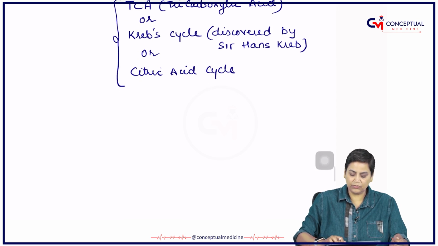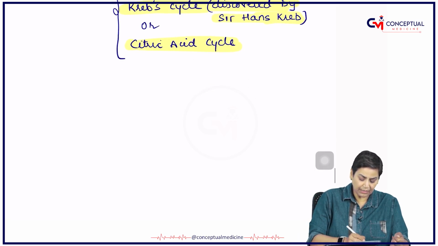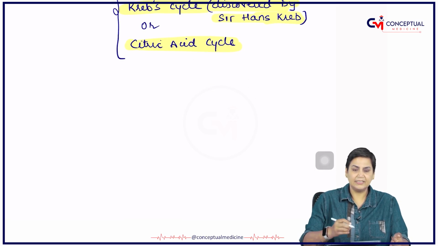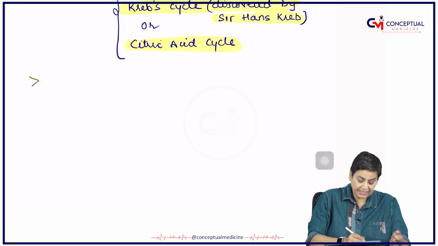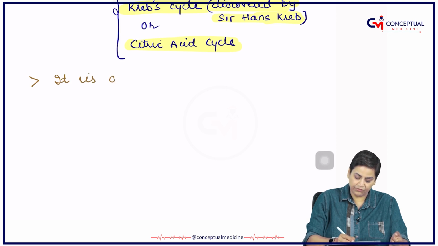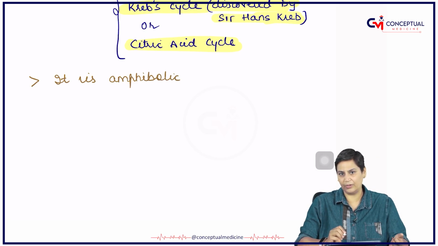So now in this video we are going to discuss this TCA, and always remember this is a very important cycle. The most important point about this is, we studied glycolysis, and I told you it was a catabolic pathway. TCA is amphibolic in nature. Very important. It means it can act as a catabolic one and also as an anabolic one.